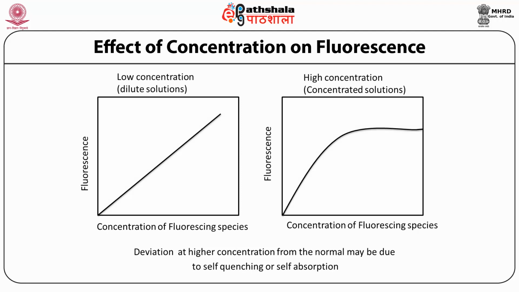This slide will show you the effect of concentration on fluorescence. The left side graph shows concentration versus fluorescence of a dilute solution, and in contrast, the right hand side graph shows the fluorescence of a concentrated solution. The left side graph is straight, whereas the right side graph bends towards the concentration axis. So we can say deviation at higher concentration from normal may be due to self-quenching or self-absorption.